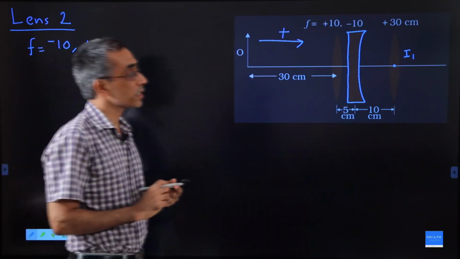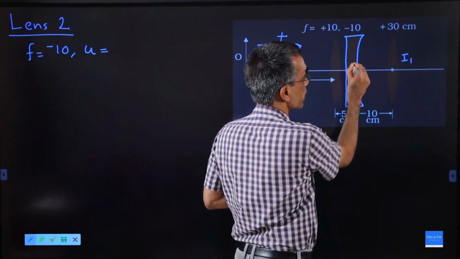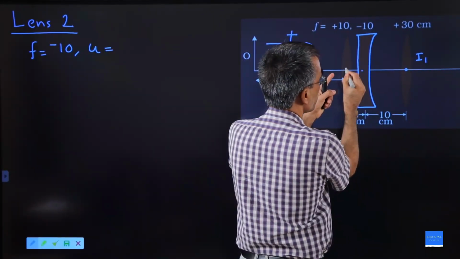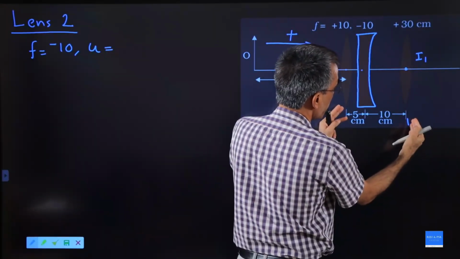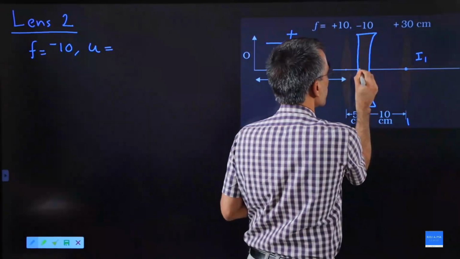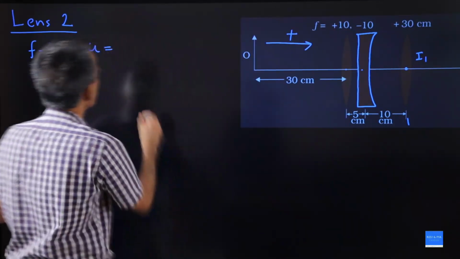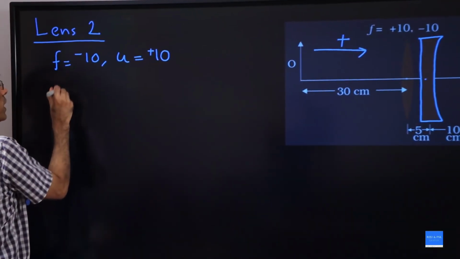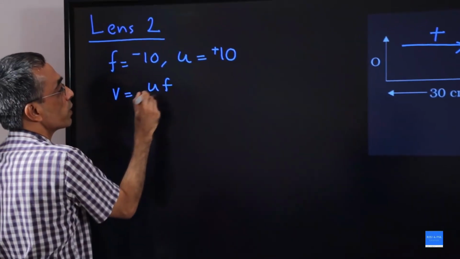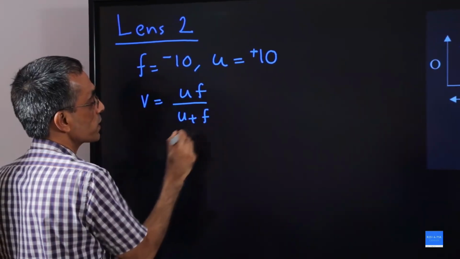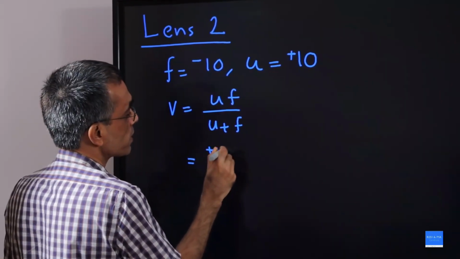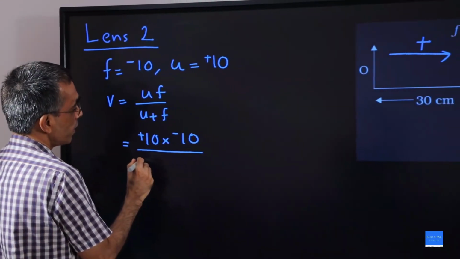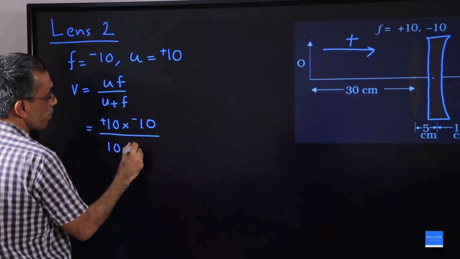What about object distance? Object distance should be measured from this center to the right side, and you can see the distance from the first lens to this point was 15, and the distance between that image and the plano concave lens is only 10 centimeter, but that is positive 10 centimeter. Now apply the equation v equal to uf by u plus f, substitute values. u is plus 10, f is minus 10, divided by u is plus 10, f is minus 10.